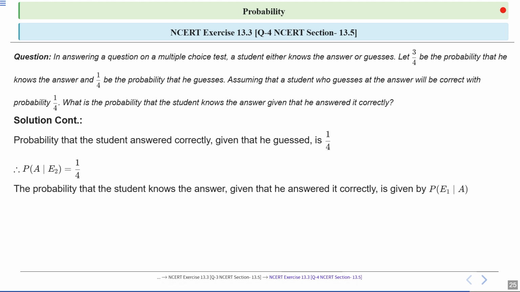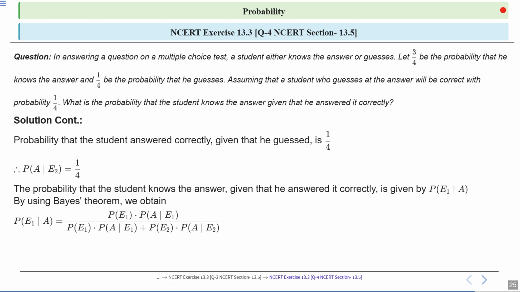Then the probability that the student knows the answer given that he answered correctly is given by probability of E1 given that A. So by using Bayes theorem, we obtain probability of E1 given that A equals probability of E1 times probability of A given that E1, divided by probability of E1 times probability of A given that E1 plus probability of E2 times probability of A given that E2.